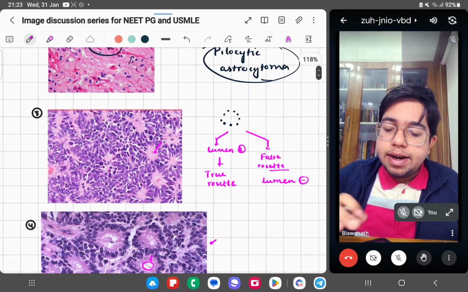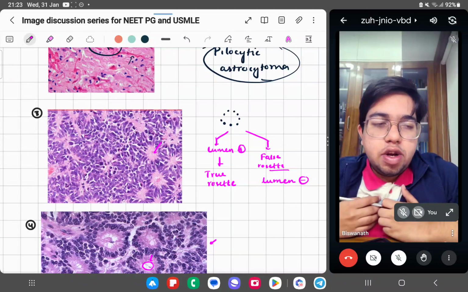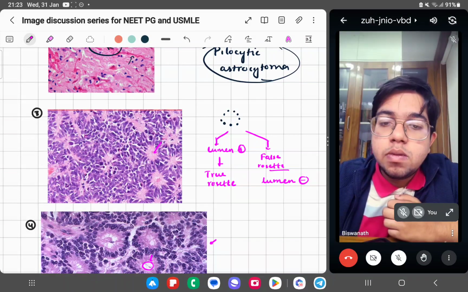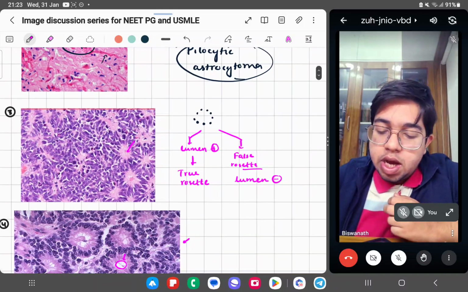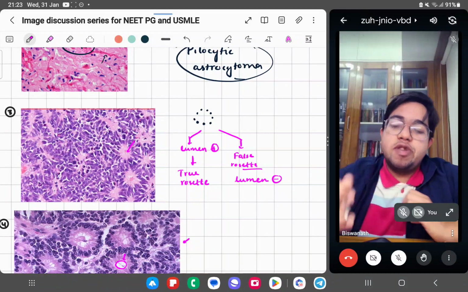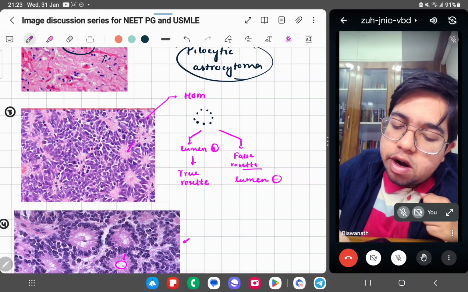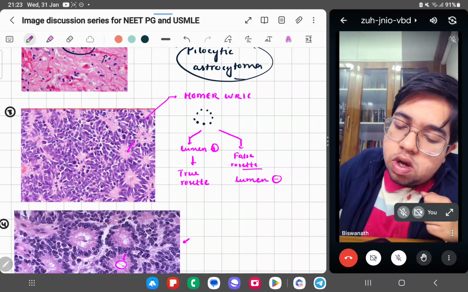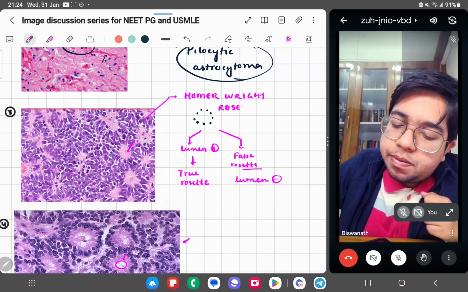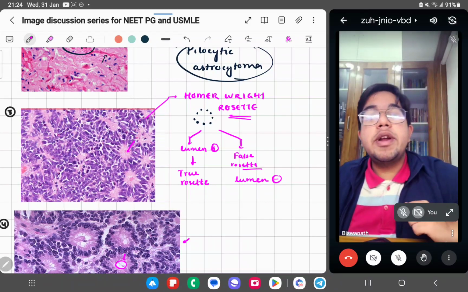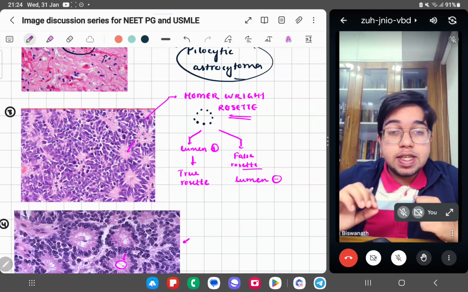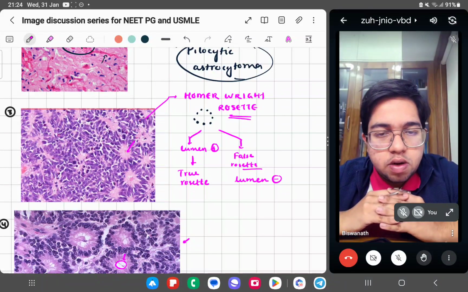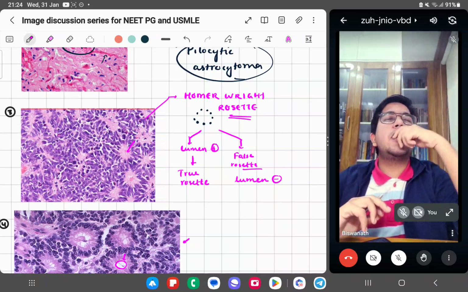And this rosette, if you know, has a very characteristic name. Can you think of it? Yes. This one is called a Homer Wright rosette. Homer Wright rosette is very characteristically present in a disorder called medulloblastoma. And it may be found in another disorder.